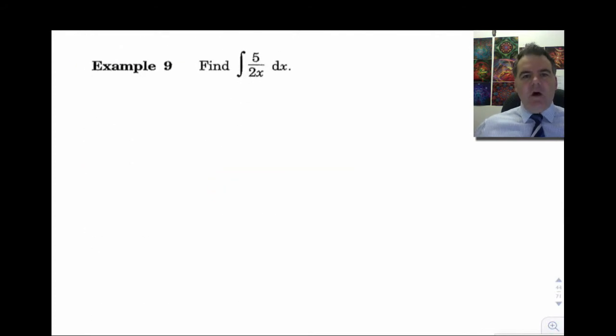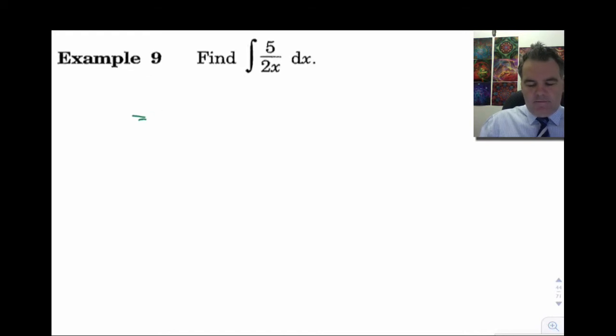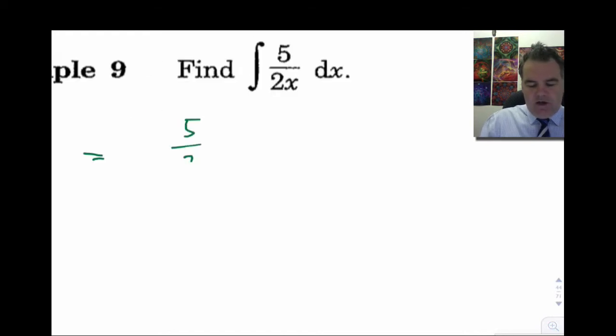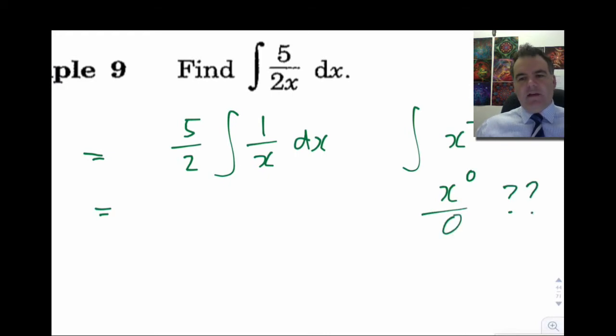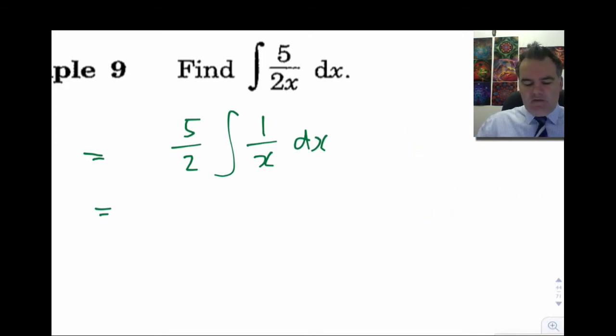So the integral of 5 over 2x. Now recall in the past, if you'd tried to do this one, we can take the 5 over 2 out, and we've got the integral of 1 over x. Now if you'd use the old rule, that's x to the minus 1, add 1 to the power, divide by the new number, you see that we're in trouble there. x to the 0 over 0. That's why that rule for polynomials does not work when the power of x is -1. The answer to these is, the integral is ln x.